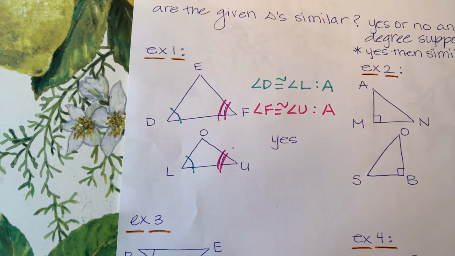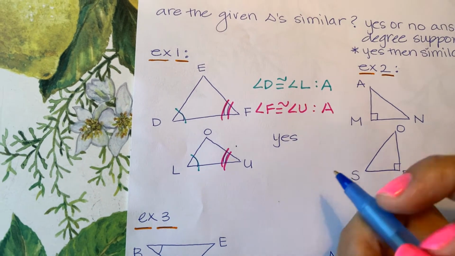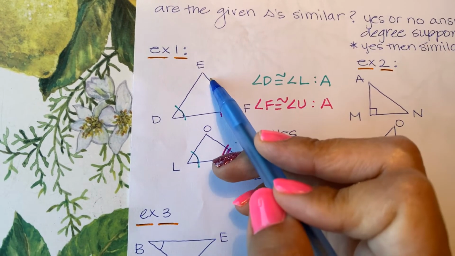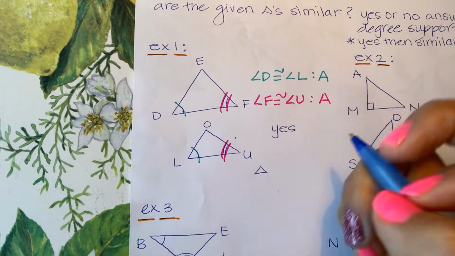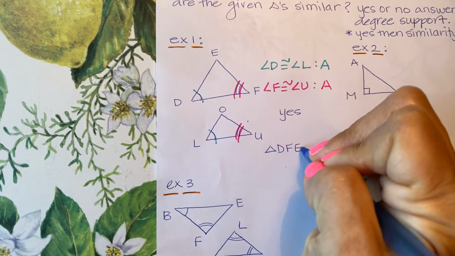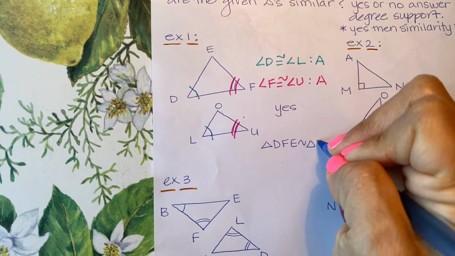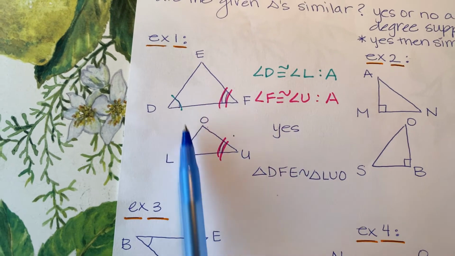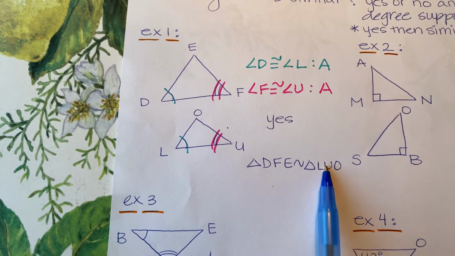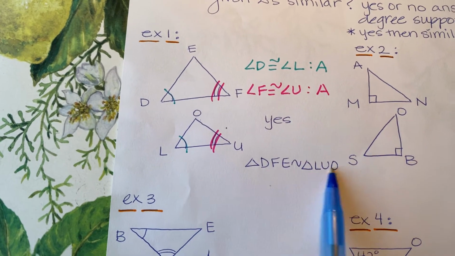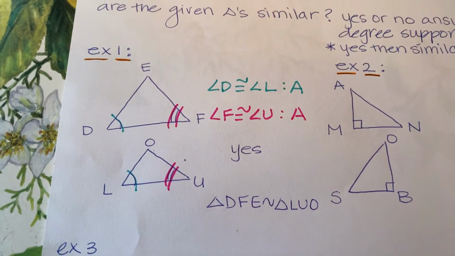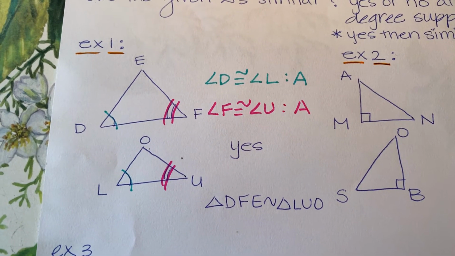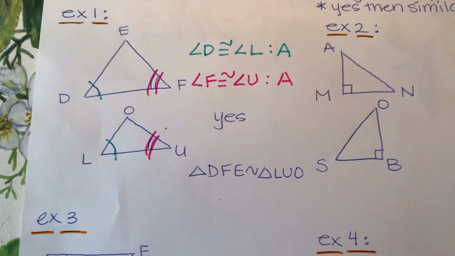But you gotta give me a similarity statement. Now, everyone's gonna differ here; there's many ways you can write it. I'm gonna go DFE, so one arc, two arc, no arc. One arc, two arc, no arc. So triangle DFE is similar to triangle LUO. Notice my L is the one arc, my FU are the two arcs, and my EO are the no arcs. So it's in order. Remember, this naming matters. Okay, so that's it.